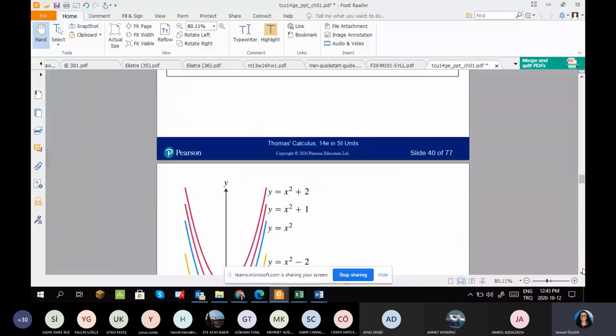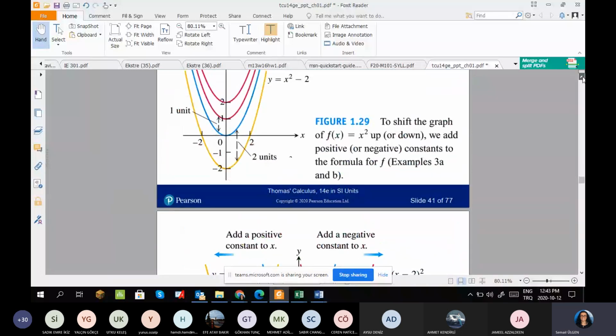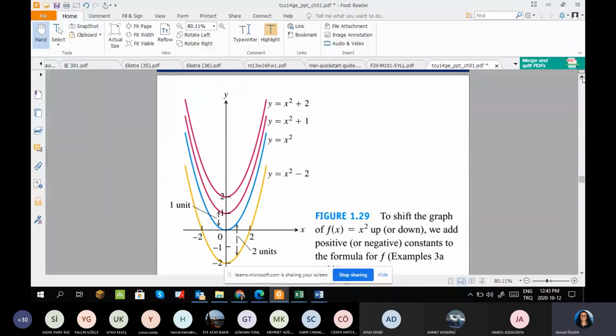Okay, let's continue here. Now we are going to see some parabolas. I told you before about shifting up and down, and you're seeing that here. The blue one is our well-known y equals x squared.